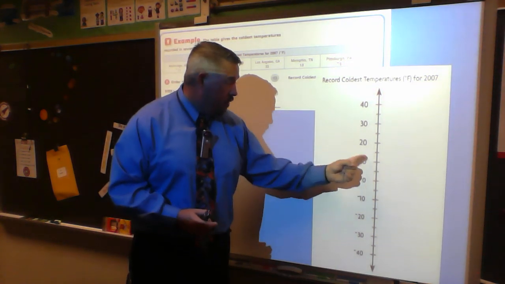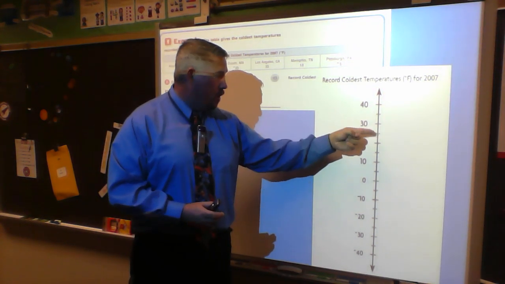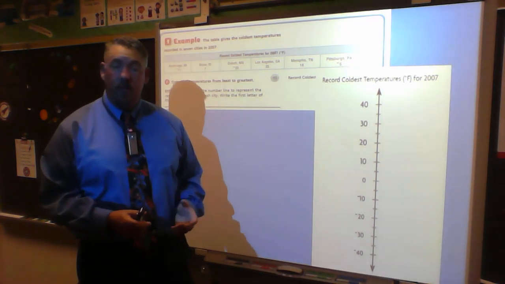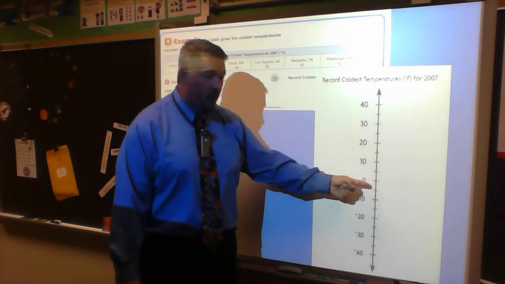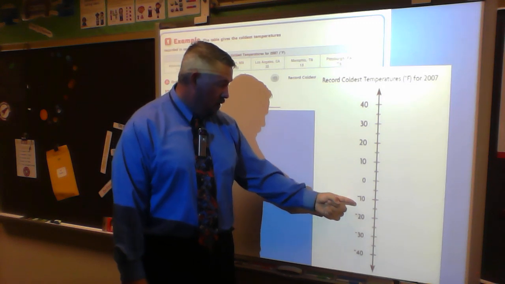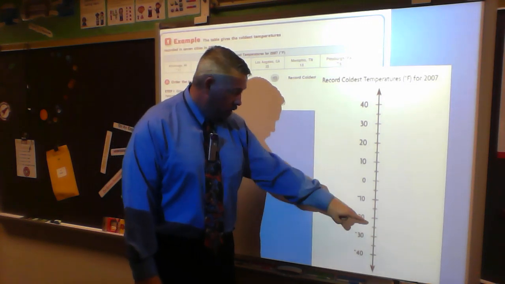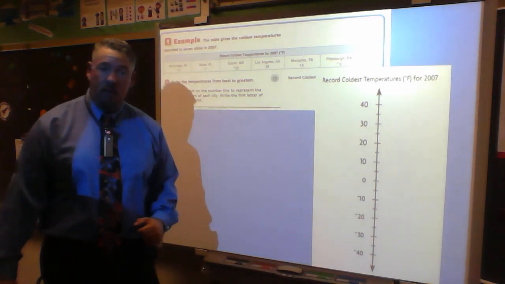So this would be 5, 10, 15, 20, 25, 30, so on and so forth. Going to my negatives, works the same way. If I have 0, then I have -5. This is my -10, -15, -20, -25, -30.